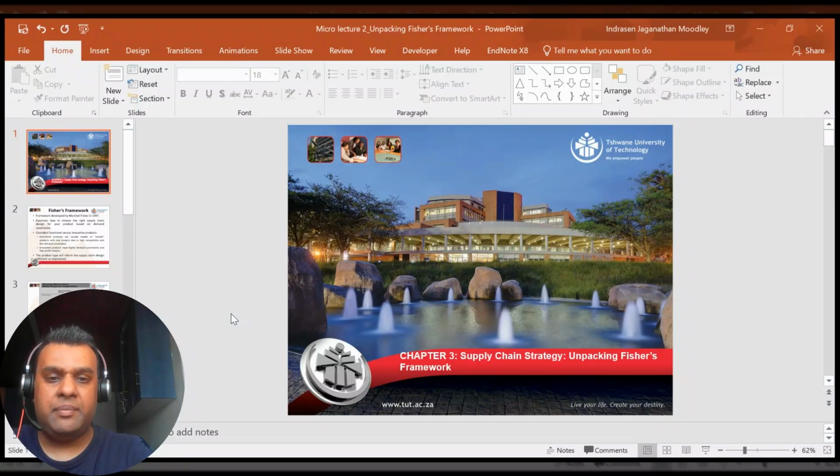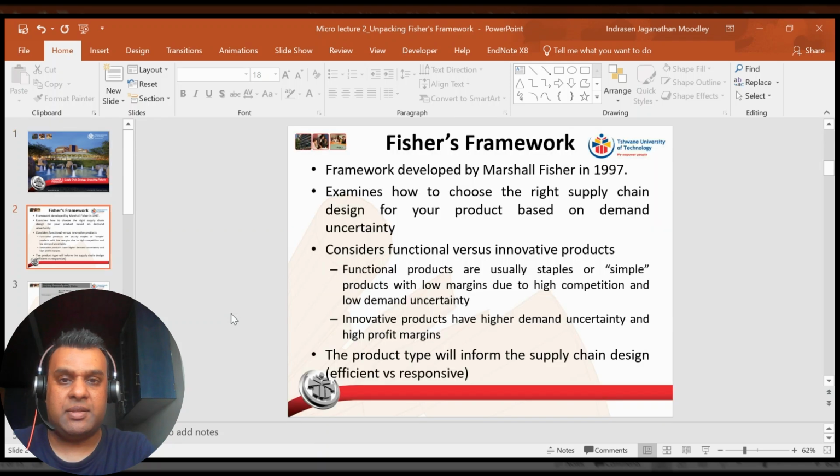Good day, everyone. In this micro lecture, we're going to be unpacking Fisher's framework as well as a very important strategy developed by Professor Hao Li examining uncertainty. All of this will be done within the context of supply chain strategy, both lean and agile, where we will examine various different supply chain designs.